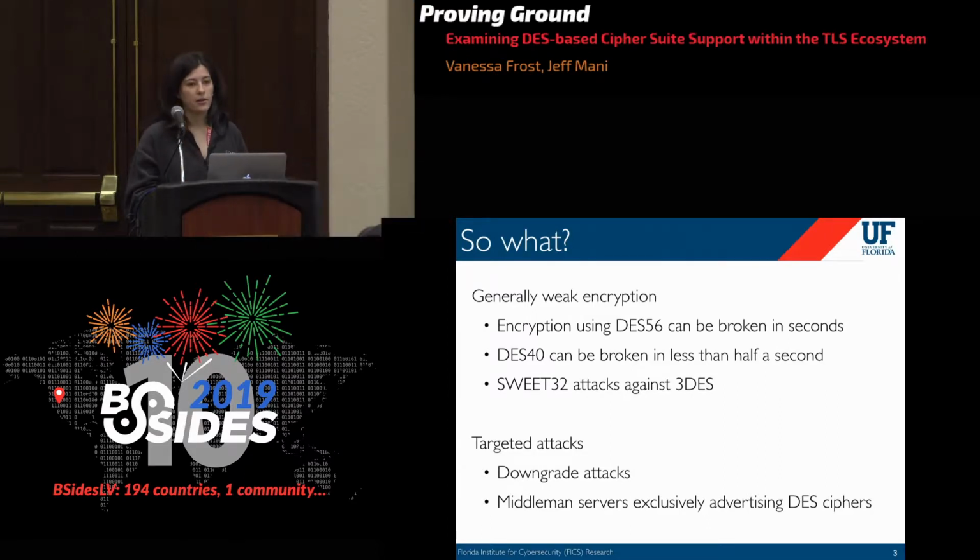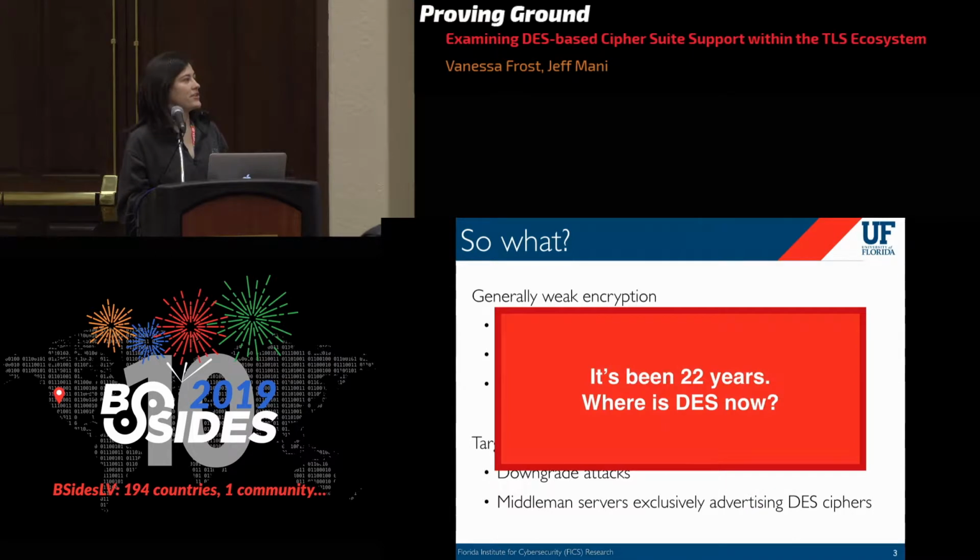Now aside from that, there are also downgrade attacks, which will roll back the version of TLS you have to probably an earlier version that may only support DES ciphers. And there are also middleman servers that exclusively advertise DES servers for handshake negotiations. So you're locked into using DES encryption. All right, it's been 22 years now. Where is DES? 22 years since it was cracked. Is it still out there?